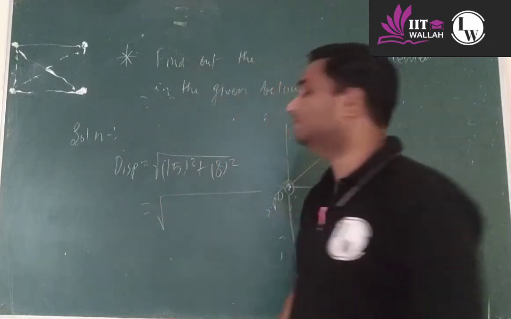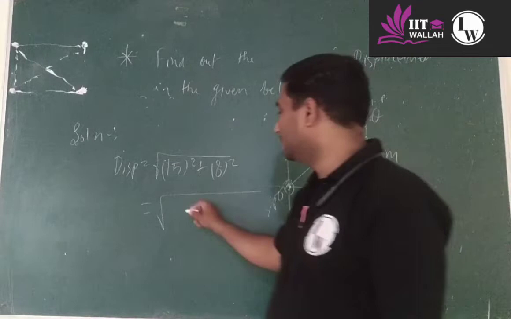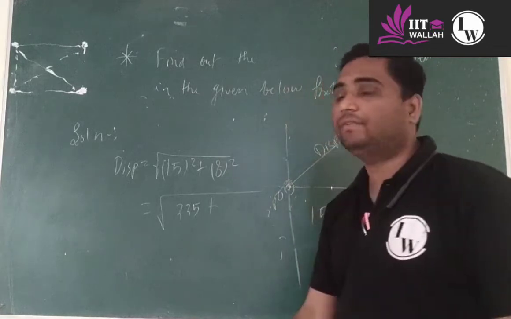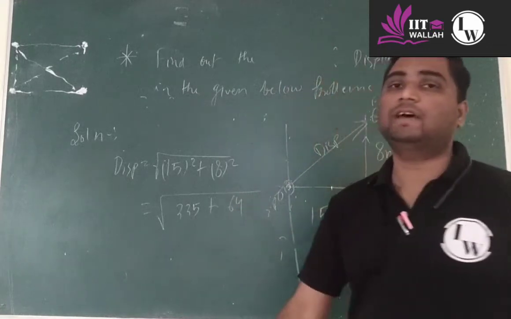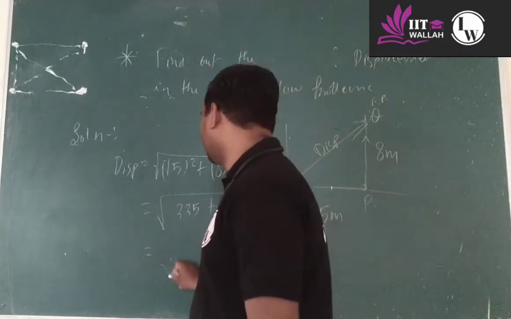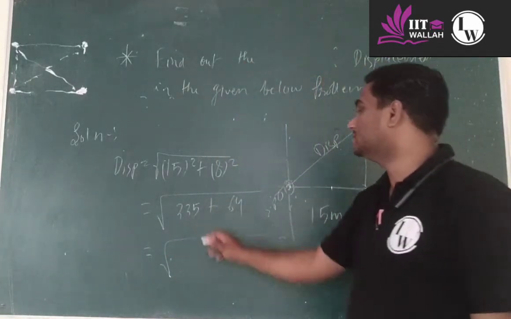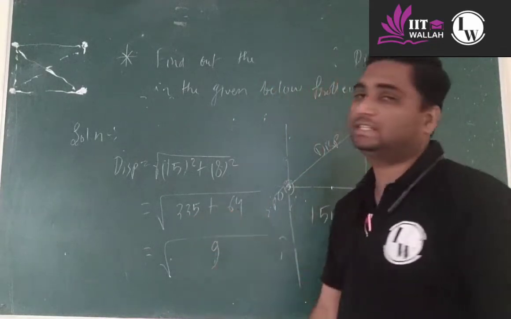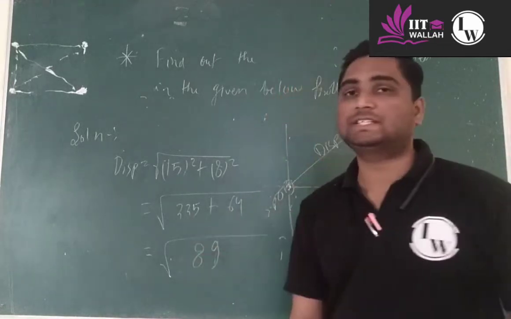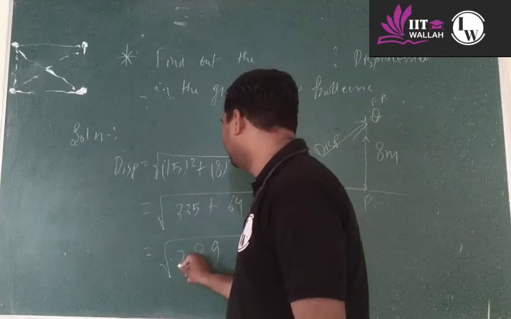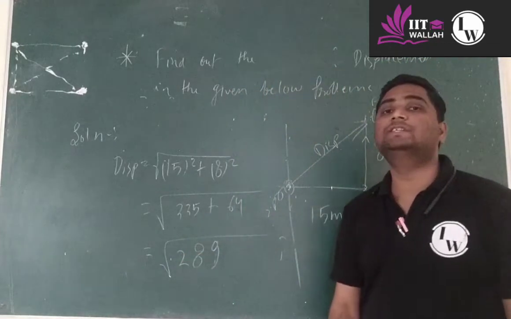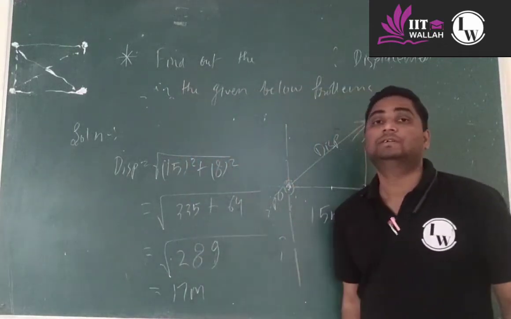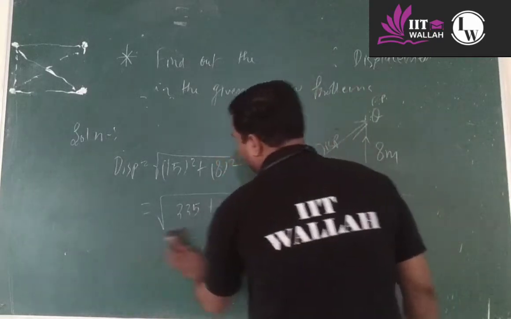Now you have to know that the square of 15 is 225, plus square of 8, which is 64. Now add them up. 4 plus 5 is 9, and 2 plus 6 is 8. And this is 289. And the under root of 289 is 17. So displacement will be 17 meter. Now solve another question.